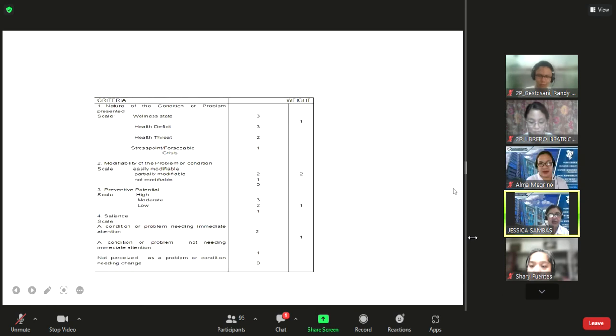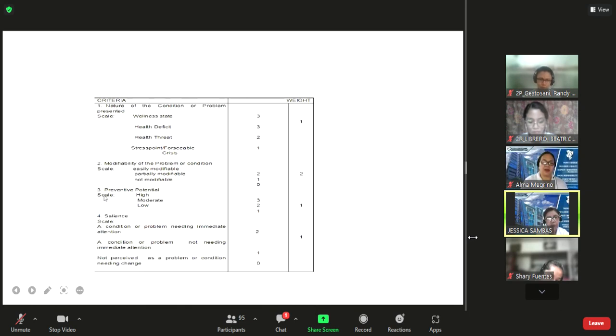So ito na yung sinasabi ko sa inyo. Now, if for example, ang nature of the condition or problem is categorized as health deficit, meron po siyang score. So wellness 3, health deficit 3, health threat 2. Pag stress point po ito or foreseeable crisis, 1 po ang score. Ang weight po natin is 1. Constant po ito. Now, modifiability, these are the options. Easily modifiable, you give a score of 2. Partially modifiable, you give a score of 1. Kung hindi talaga ma-modify ang problem, 0. Ang weight po is 2.